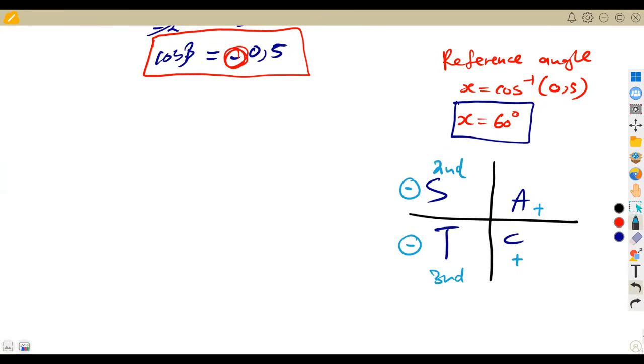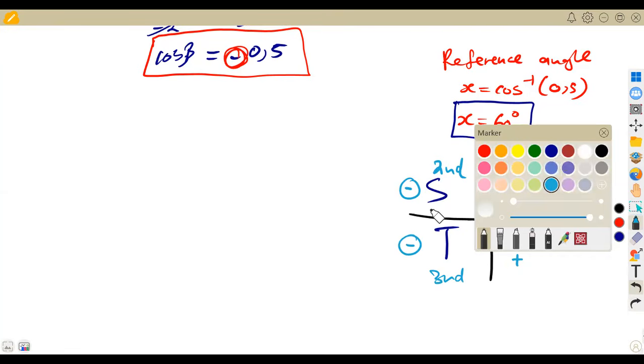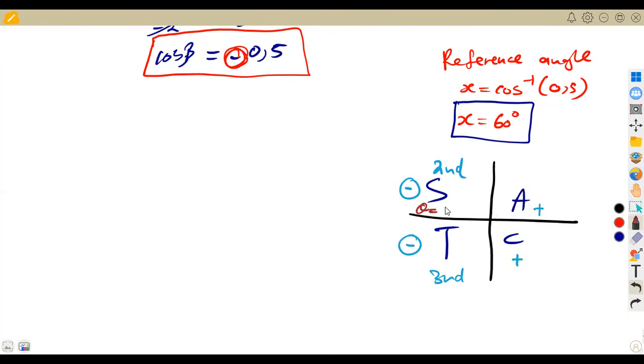And I said in the second quadrant, your angle theta is going to be given as 180 minus x. In the third quadrant, your angle theta is going to be given as 180 plus x, where x represents our reference angle of 60 degrees. But here, our angle is beta, not theta.